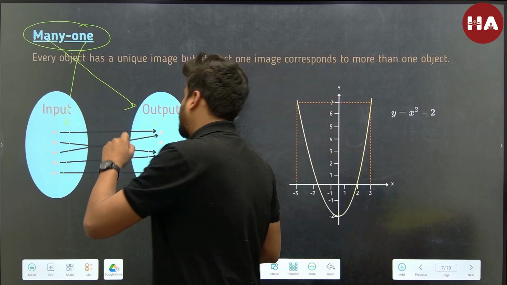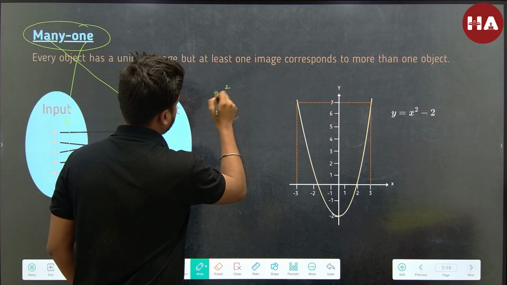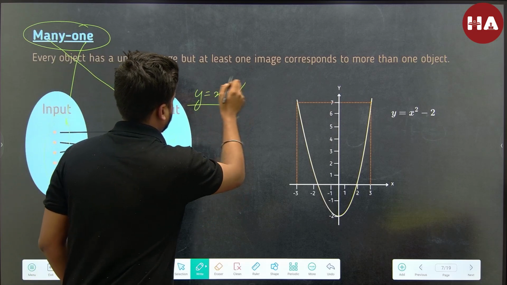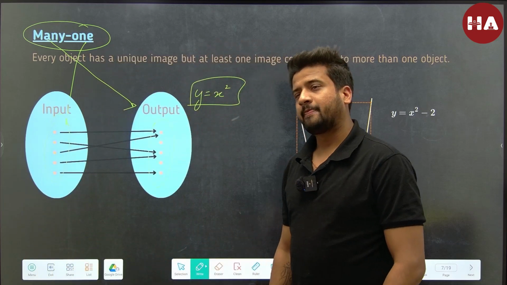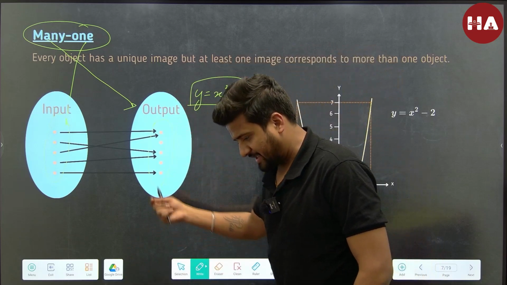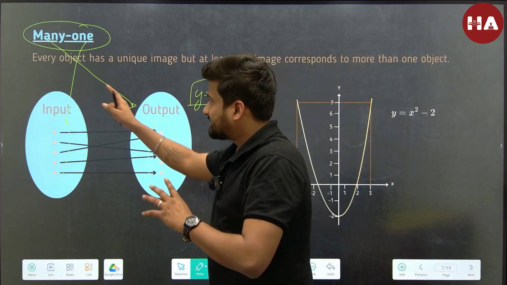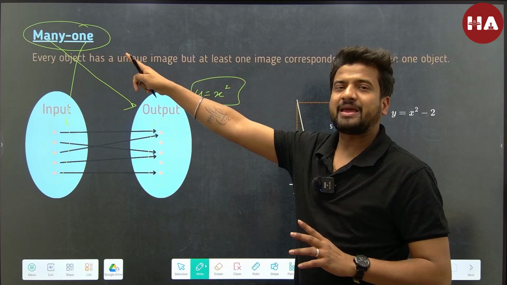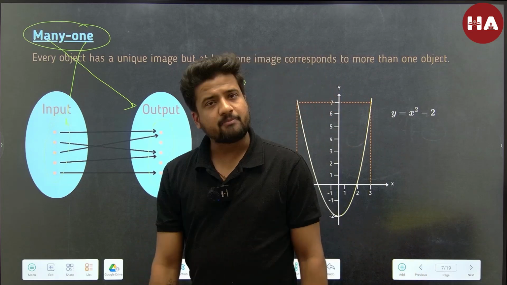An example we just did in the previous one, you can take y equals x square, right? For more than one value of x, you are going to get the same value of y. All right, so this is an example of many to one or many-one. You can call it many to one or many-one.